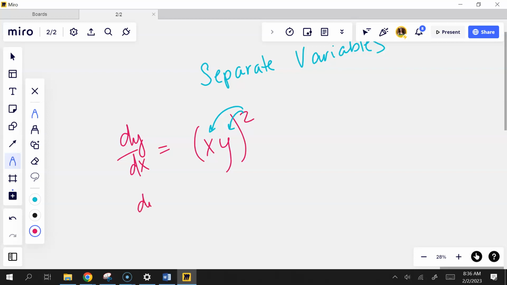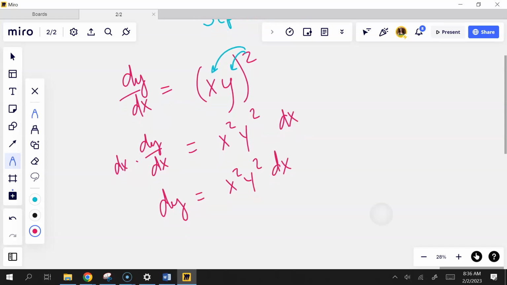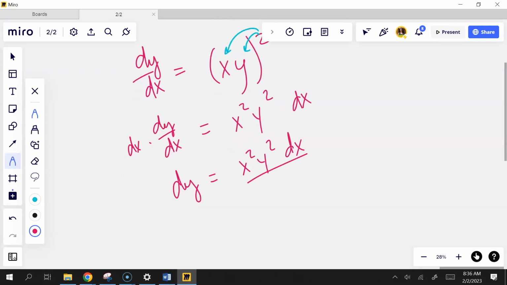So dy/dx equals x squared y squared. Do you agree with that? I'm going to multiply both sides by dx. Of course, you don't have to show every one of these steps. I just want to show you why this happens. So now dy equals x squared y squared dx. Now I can move that y squared to the other side. How am I going to move that? Divide, right? So if I divide by y squared, really what I have is y to the negative 2 dy equals x squared dx.